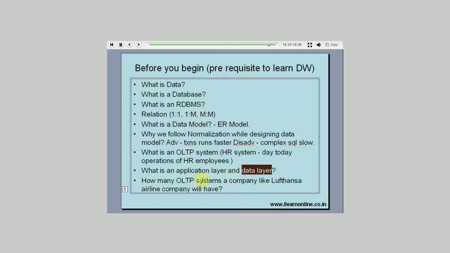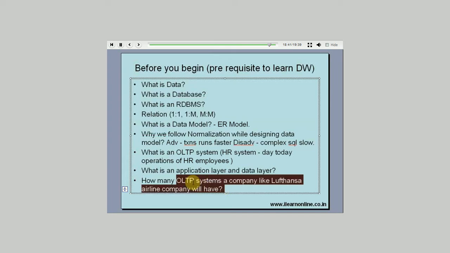So the last one is a thought process you need to have so that you can understand data warehousing better. In a company, how many operational systems will you usually have? Using one system, you cannot take care of all the information, and you cannot run the entire organization. HR runs based on the HR application. Your CRM, customer relationship management, needs a CRM application so that they can generate the leads, do a follow up and calculate the conversion ratio.